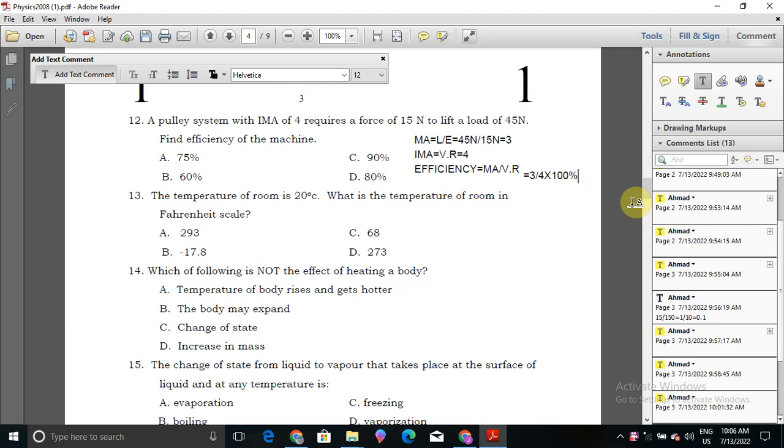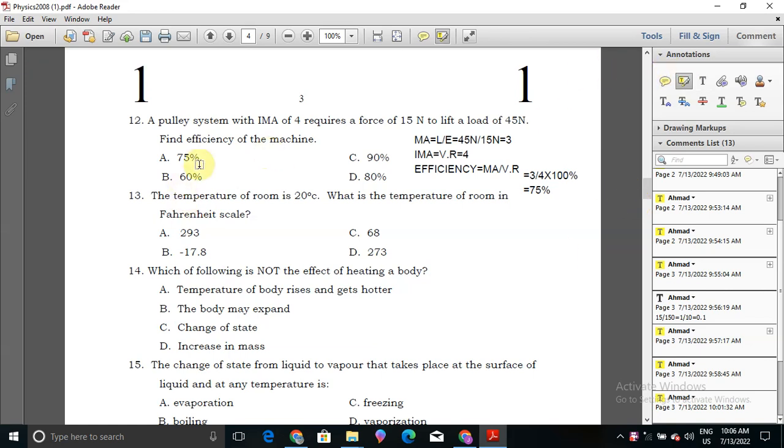Now after simplifying, it will be 75. Why? Because by 4 it will be by 200, it will be by 50, then again by 2, then it will be 25. 3 times 25 will be 75. So the last answer will be 75%. This is the last answer for question number 12. That means it's choice A. The correct answer for question number 12 is choice A.